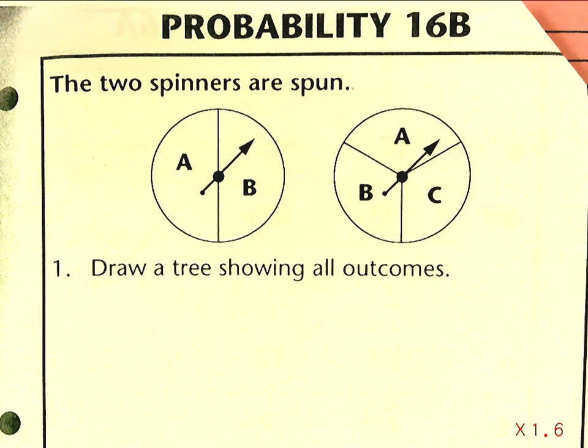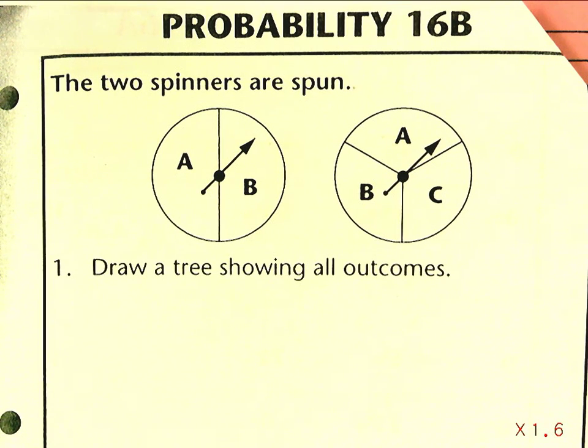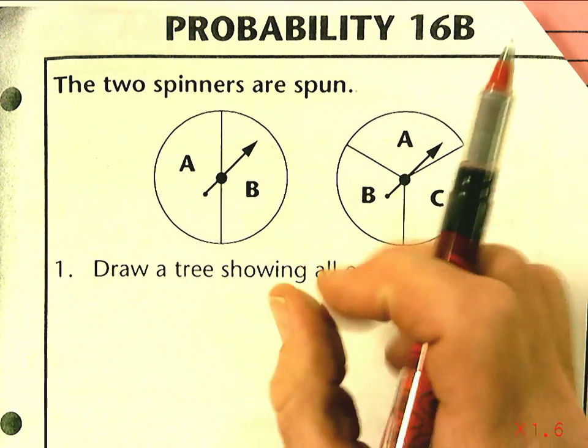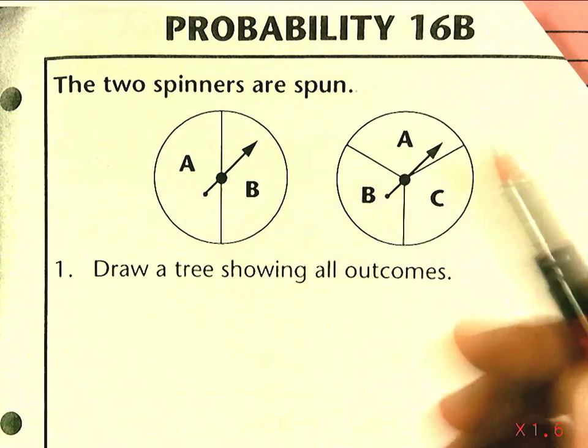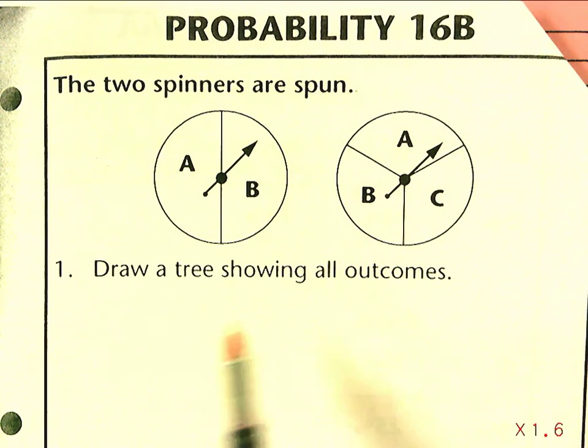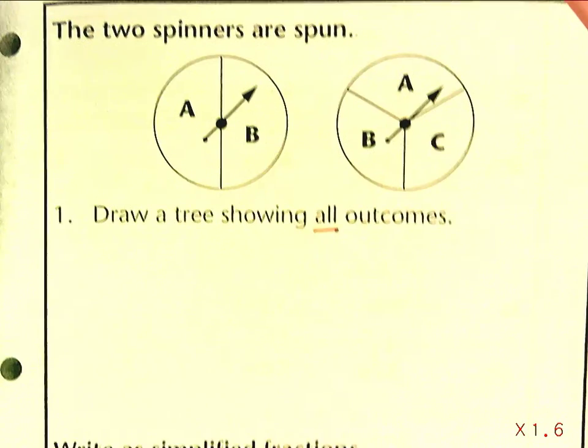So in probability 16B, again, we're going to look at two events happening, one after another, and looking at the probabilities of the events taking place. So we have two spinners in this case. If we spun this spinner and then we spun this spinner, and we want to figure out all the outcomes, we can use a tree diagram to do that.